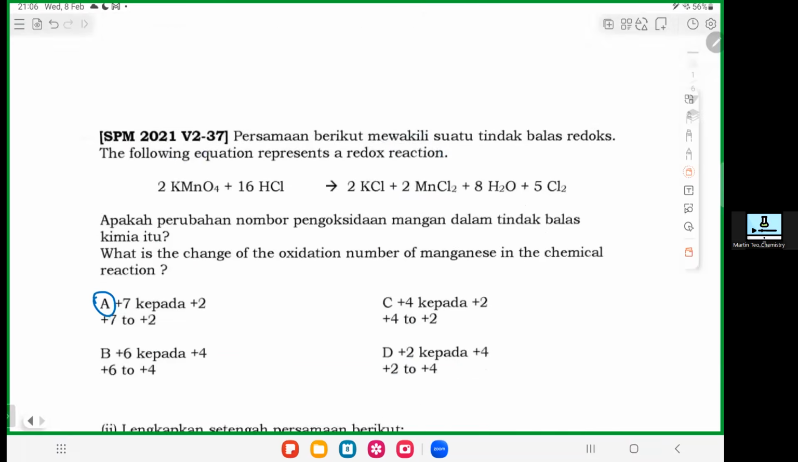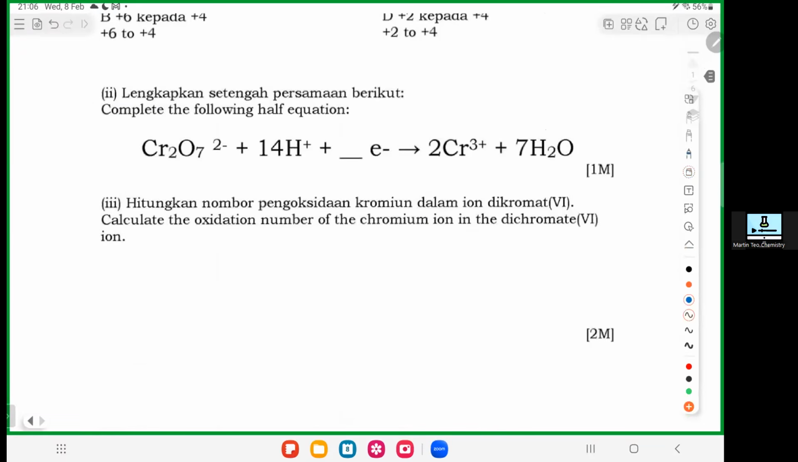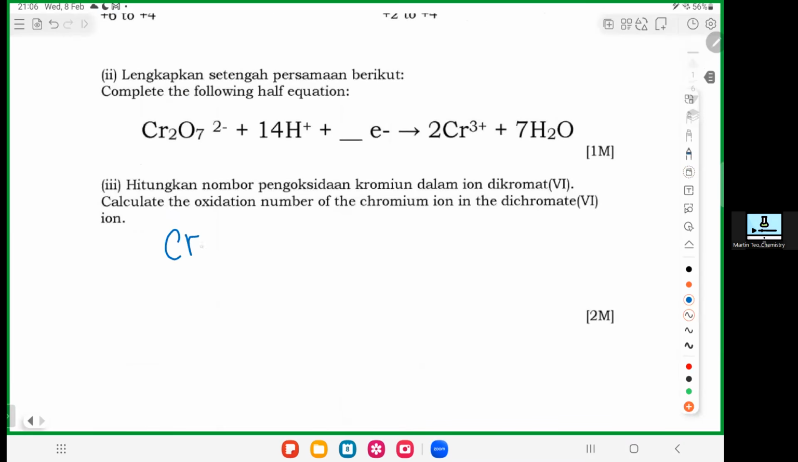Okay, next one. Find the oxidation number for the chromium in this entire thing. Chromium is Cr, so same thing, quite easy. Cr2O7 2-. So why do we choose the Cr here, not the Cr over here? This one we will learn very, very soon.